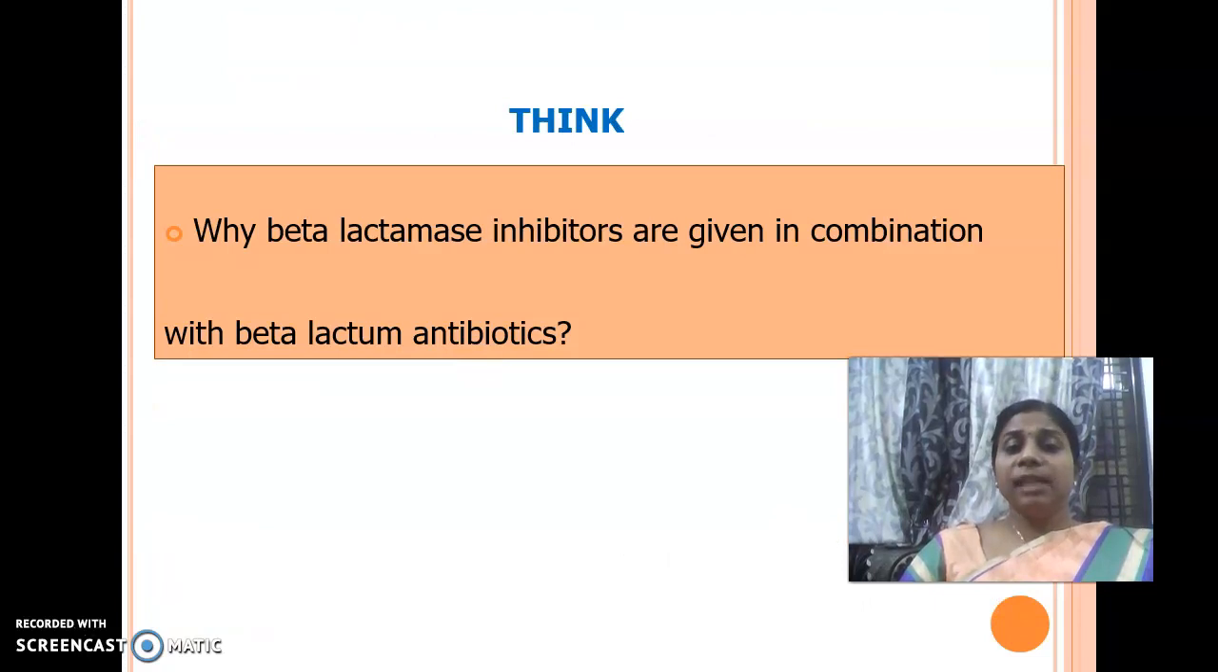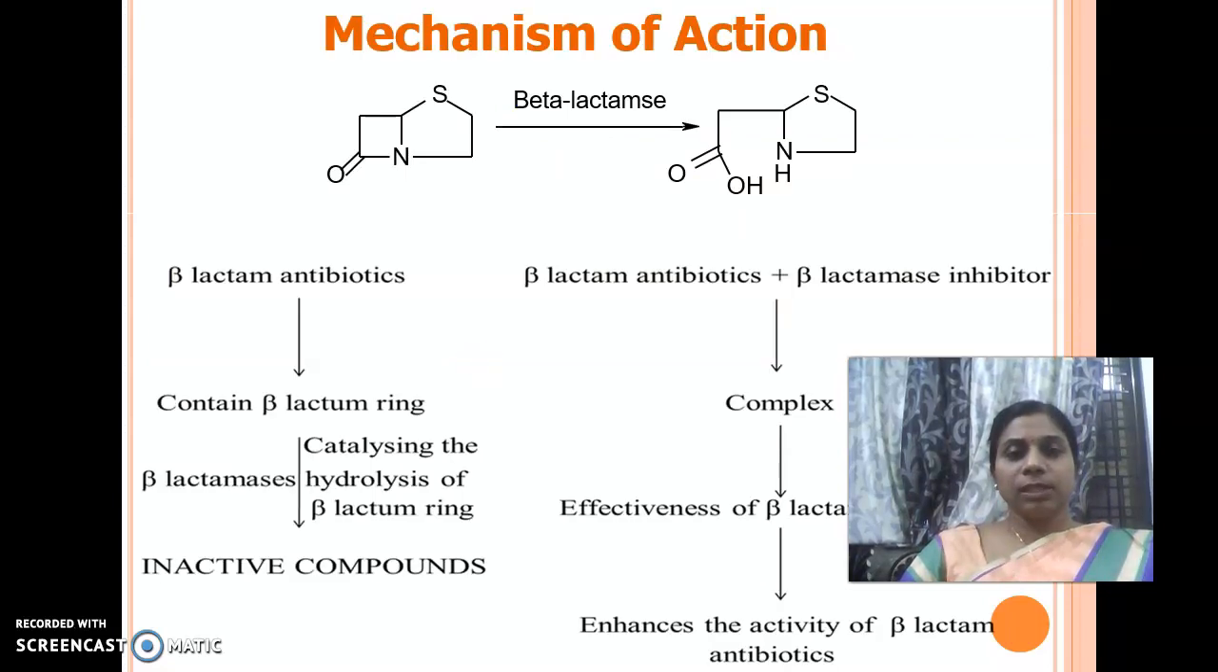Now, why are beta-lactamase inhibitors given in combination with beta-lactam antibiotics? The answer to this question lies in understanding the mechanism of action of beta-lactamase inhibitors. Before that, we have to understand the connection between beta-lactam antibiotics and beta-lactamase inhibitors. In the case of beta-lactam antibiotics, the beta-lactamase enzyme catalyzes the hydrolysis of the beta-lactam ring and converts the beta-lactam antibiotic into inactive compounds.